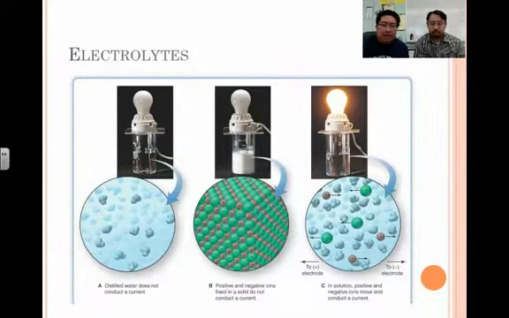In terms of electrolytes, not everything is an electrolyte. For instance, pure water by itself does not conduct electricity. If you've ever seen in movies, where the person throws the toaster into the bathtub and the person gets electrocuted, it's not because of the water. It's because of the ions dissolved in the water.